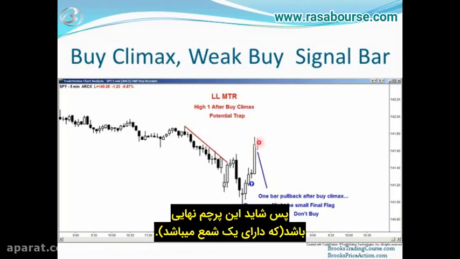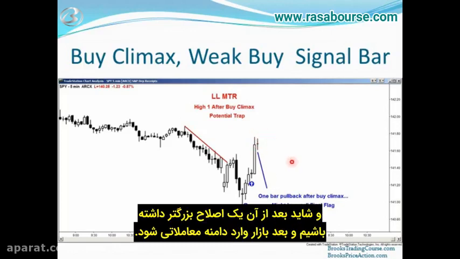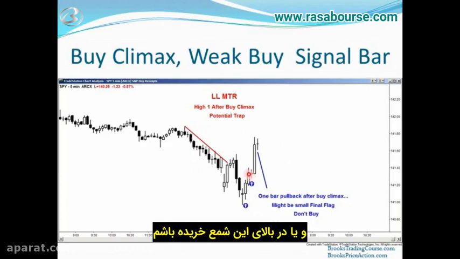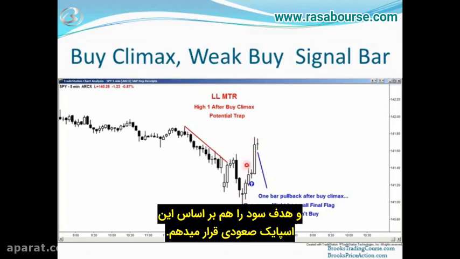So it may be a 1-bar final flag and the start of a bigger correction and a transition into a trading range. In any case, if you bought this close or above this bar or above this bar, I would be holding long and trying to get a measured move up based on the height of this first spike up.